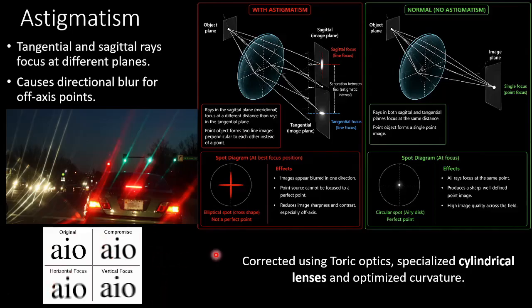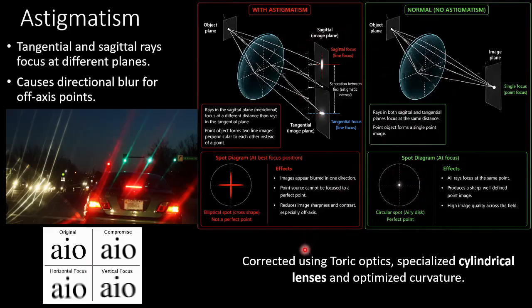Astigmatism is extremely important in cameras, microscopes, and even human vision. In fact, many people wear cylindrical spectacles because of eye astigmatism. The correction method includes toric optics, cylindrical lenses, and optimized lens curvature. Observe the difference between the astigmatic system and the corrected system. The corrected case produces a clean point image.